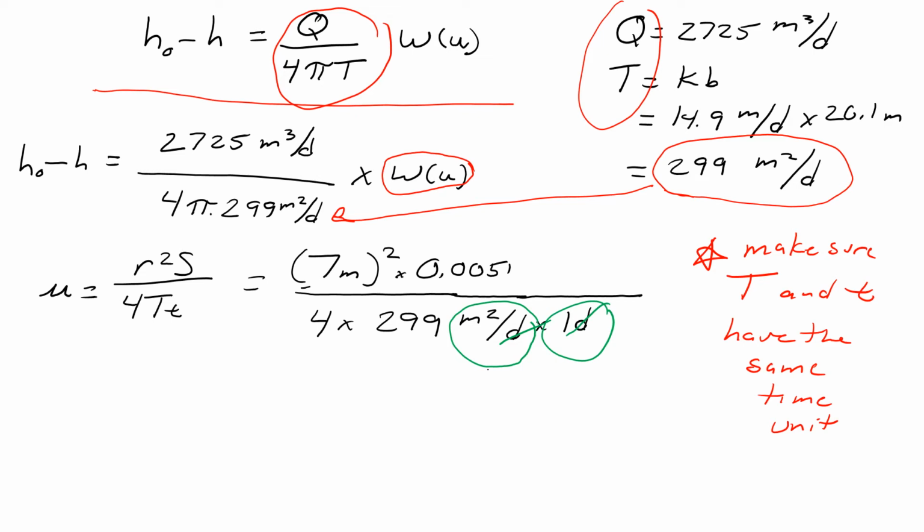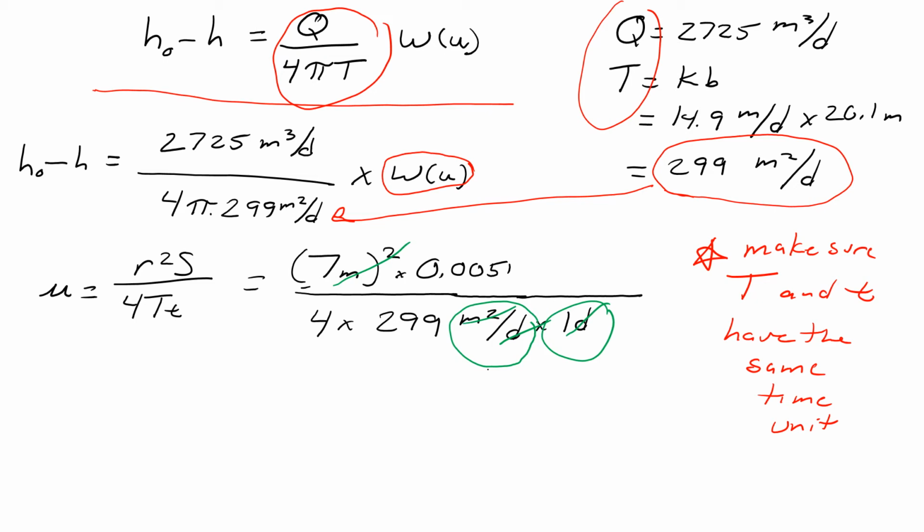If you look, you've got 7 meters squared. So you have meters squared on top. All the units cancel out. That's exactly what you want. You want all these units in this U to cancel out. So make sure that your big T and little t have the same time. And the next one, they're going to have different time, which means you're going to have to do a conversion to get them to the same time. I'm just going to warn you that ahead of time right now.